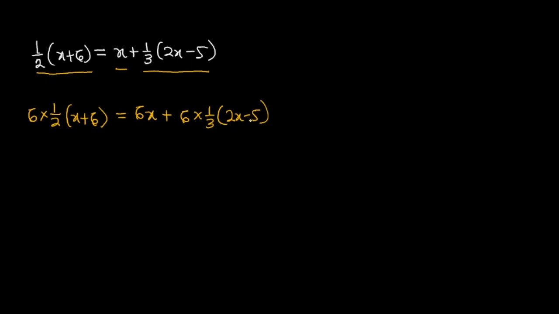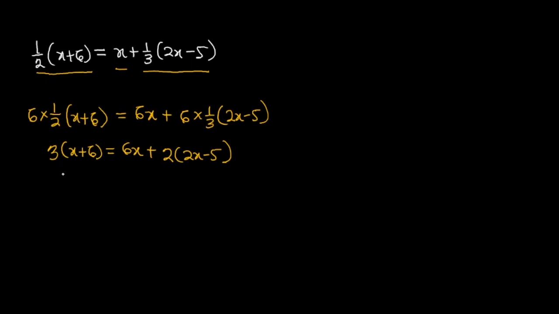Now we can simplify and then expand the bracket. So 6 multiplied by half will give us 3, and then into bracket x plus 6 is equal to, we have 6x here plus 6 multiplied by 1 over 3, that will give us 2, then into bracket 2x minus 5. From here, we can now expand the bracket and find the value of x.